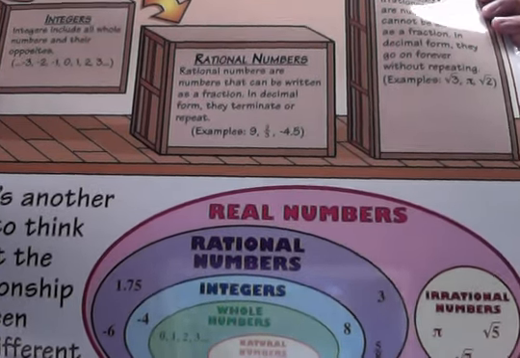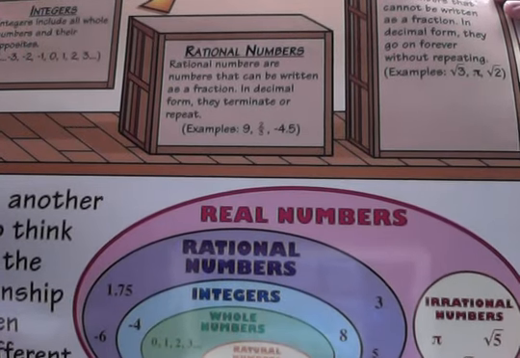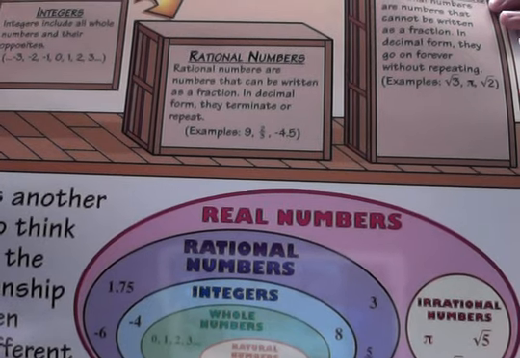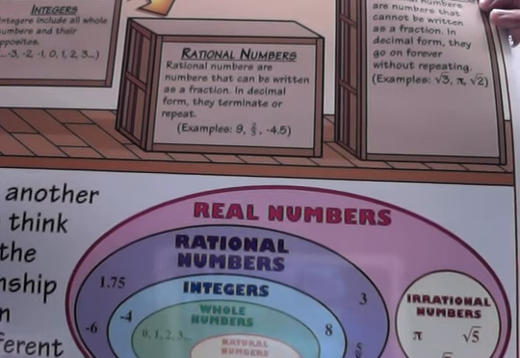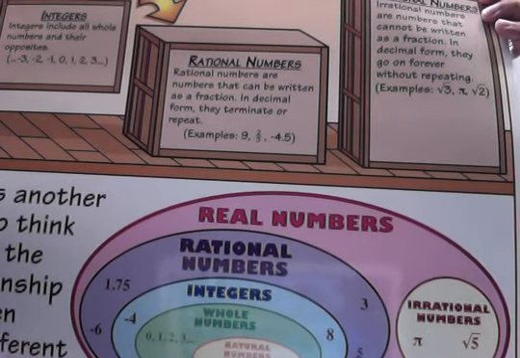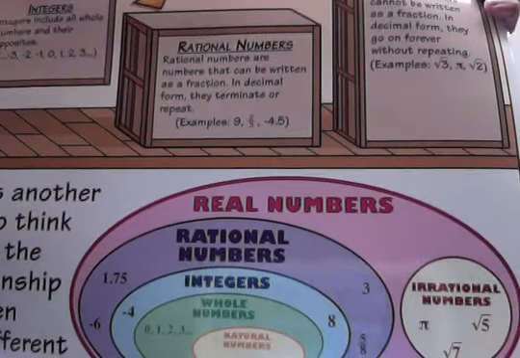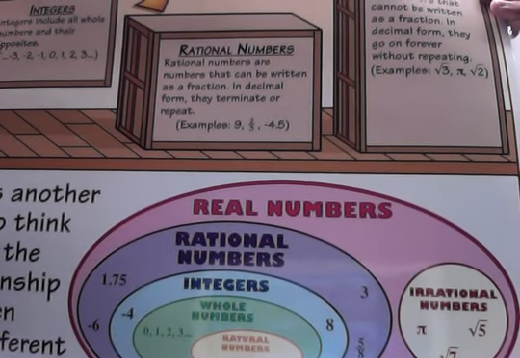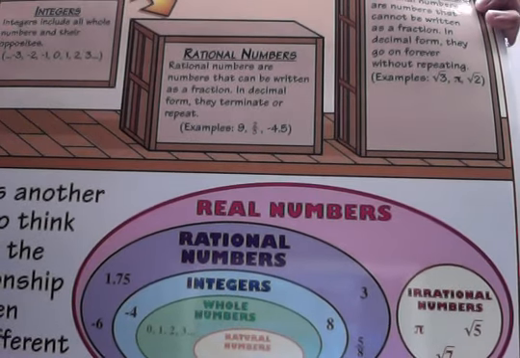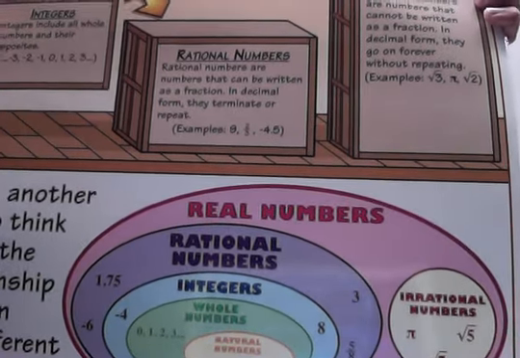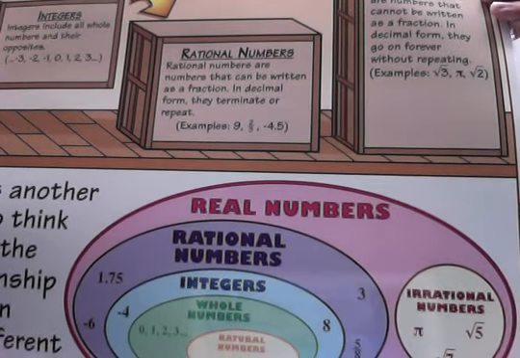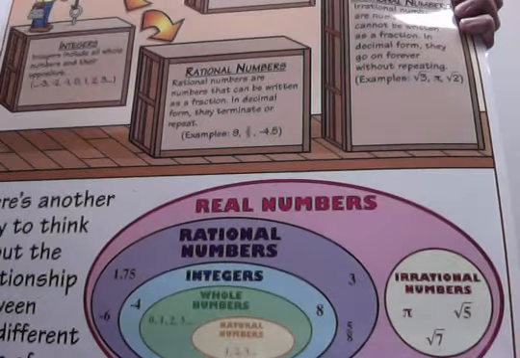Okay, look at the next example, 2/3. 2/3 can be written as a fraction. All right? Its decimal form would be 0.6666666, and that repeats there. So that is why that is a rational number. Look at negative 4.5. Negative 4.5 in decimal form terminates, meaning it ends. So it is considered a rational number. Okay, so again, rational numbers are numbers that can be written as a fraction. In decimal form, they terminate or repeat.